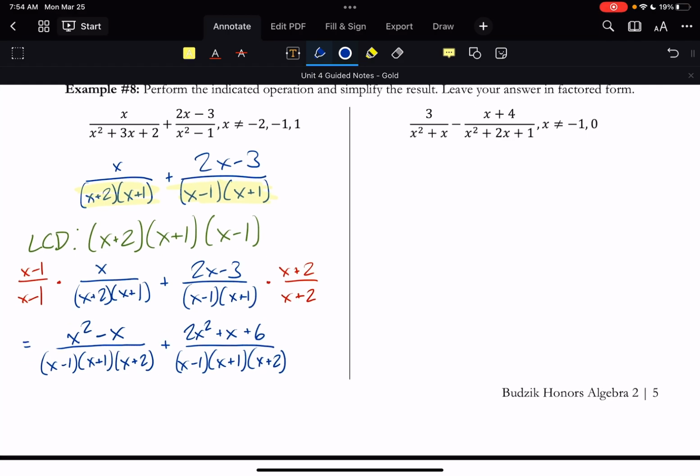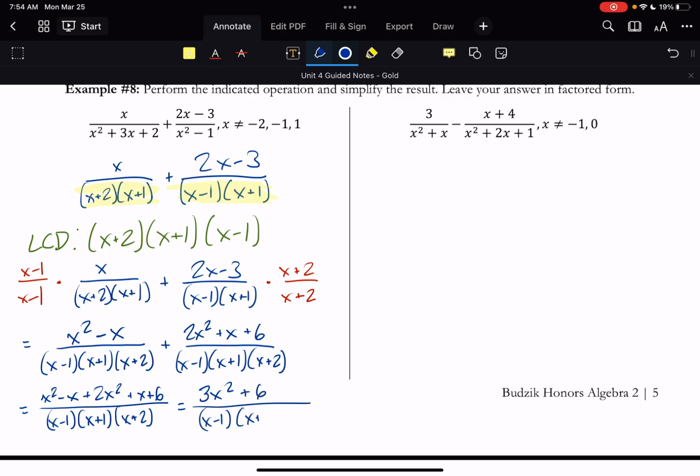And so now, since I have that shared denominator, I can just go ahead and add their numerators. So this is going to give me x squared minus x plus 2x squared plus x minus 6, all over that common denominator of x minus 1, x plus 1, x plus 2. And then I'm going to simplify that numerator. So combining my like terms, x squared plus 2x squared gets me 3x squared. Negative x plus x cancels out, and that leaves me minus 6, all over x minus 1 times x plus 1 times x plus 2.